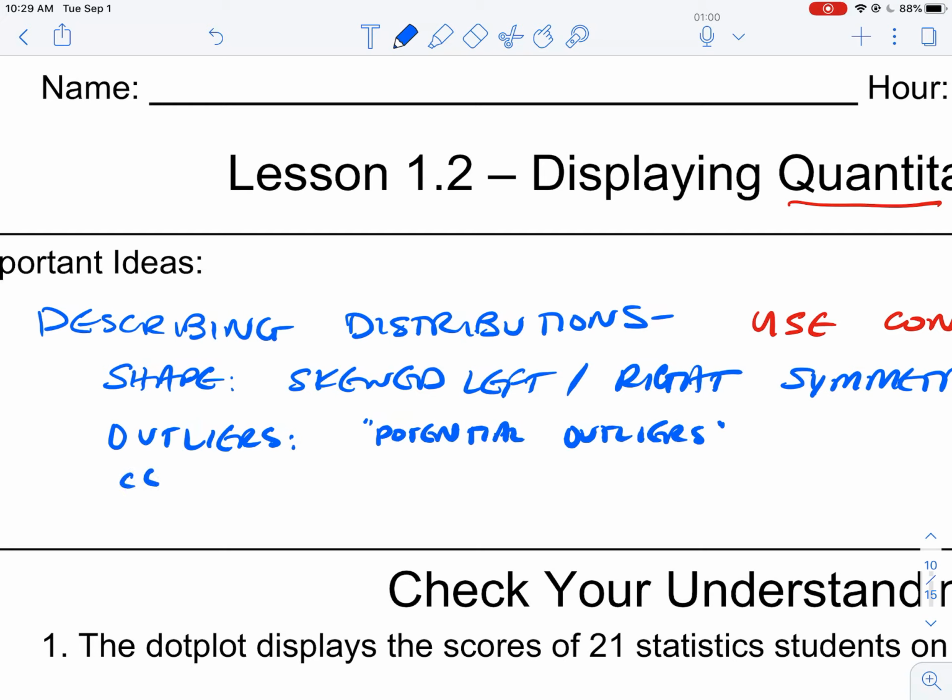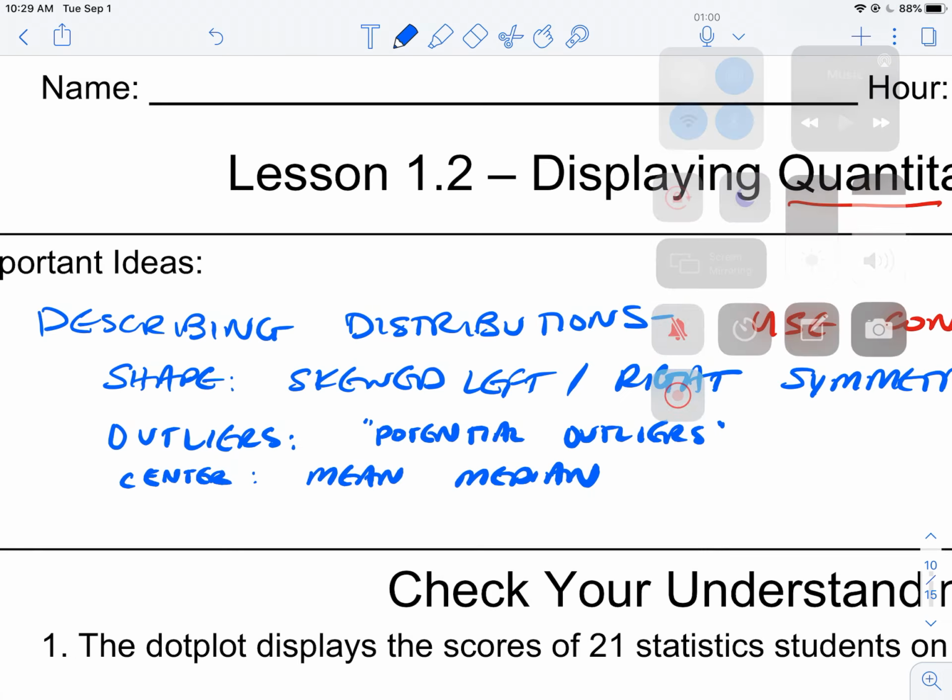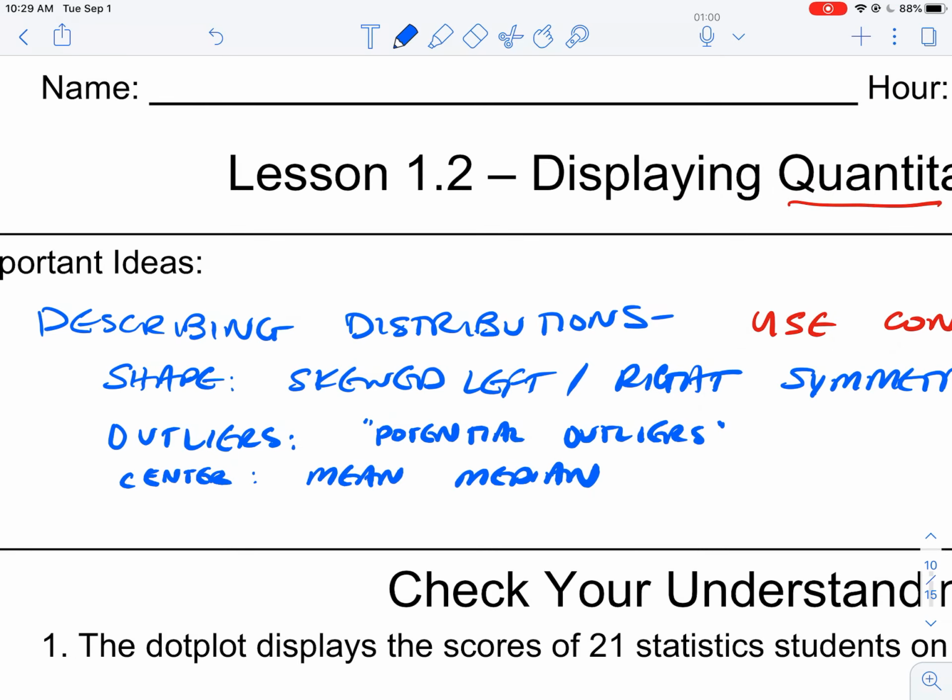We also want to talk about the center. And there are a couple of ways to talk about the center. The center could be the mean or the median. And when we talk about the mean or the median, it's going to depend on what our type of data is, and really more on what the shape of the data is. We'll talk about that in another section, but when do we use the mean? When do we use the median?